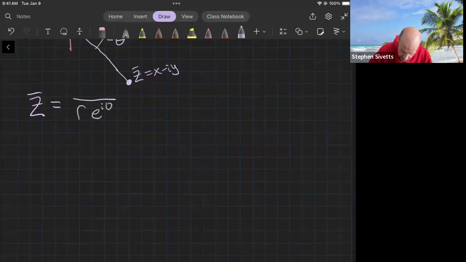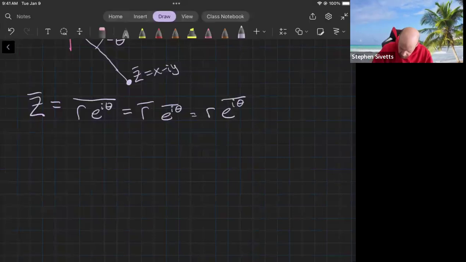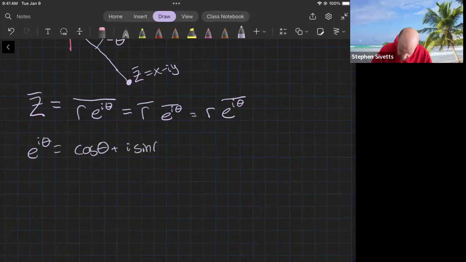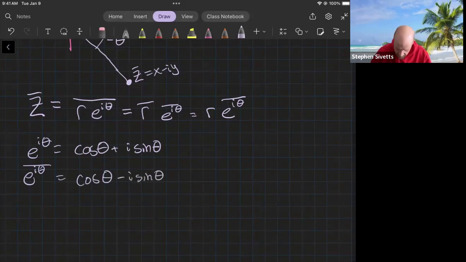r times e to the i theta, right? And by properties of a complex conjugate, you can multiply by the complex conjugates of each of the numbers. R is a real number, so R conjugate equals R. So this is R times e to the i theta conjugate. Now, e to the i theta equals cosine theta plus i times sine theta. Therefore, e to the i theta conjugate equals cosine theta minus i times sine theta.